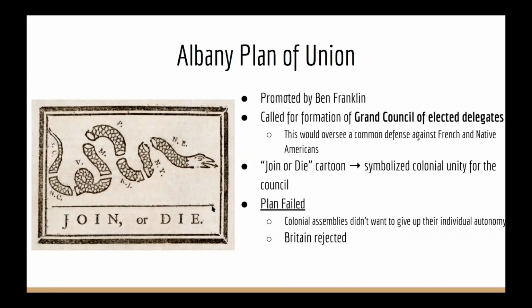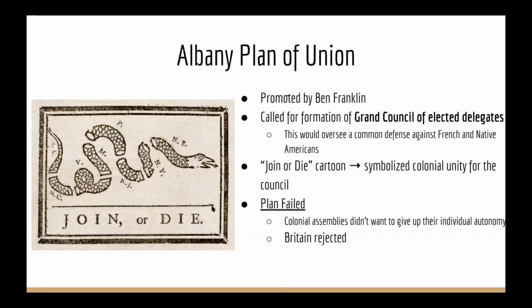But the bad part is the plan failed because Britain rejected it. There were a couple of reasons why. One, it gave a lot of power to the colonists, and two, it was just too complex a plan. They didn't really want to worry about having a grand council in America and then having to face criticism. It was just too complex for them.